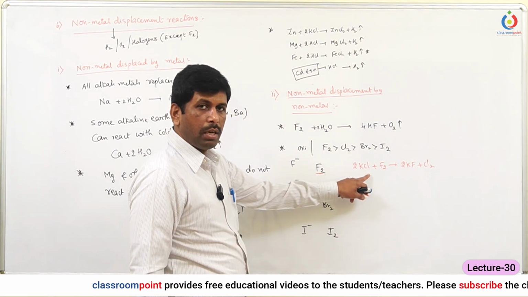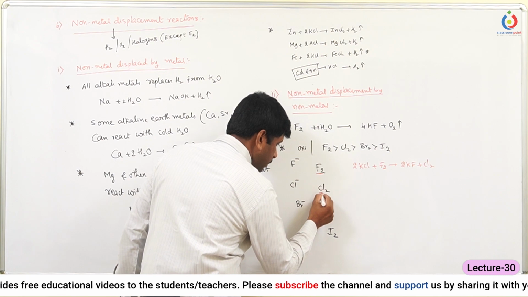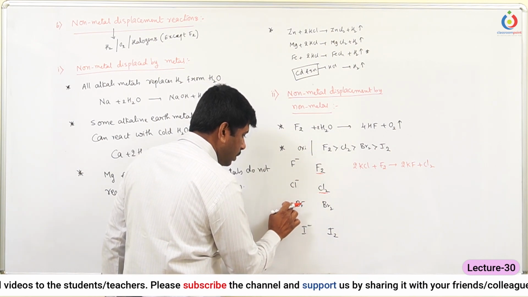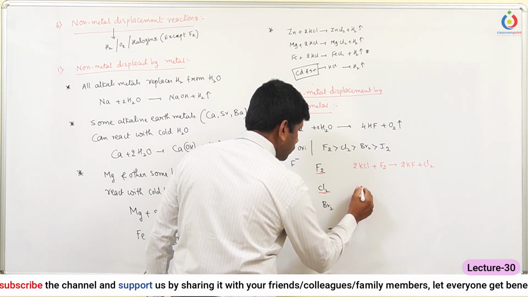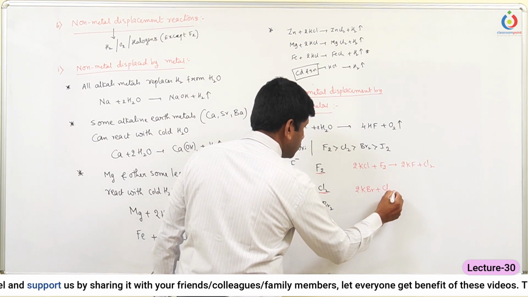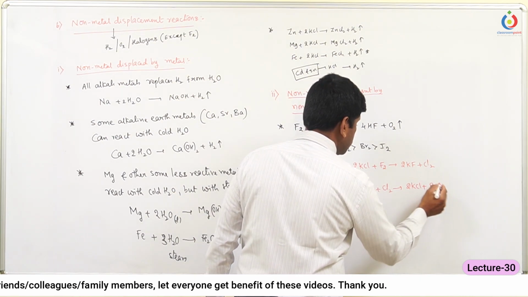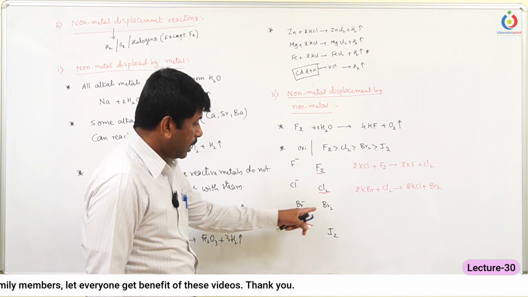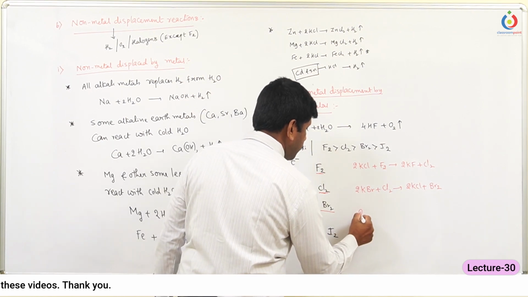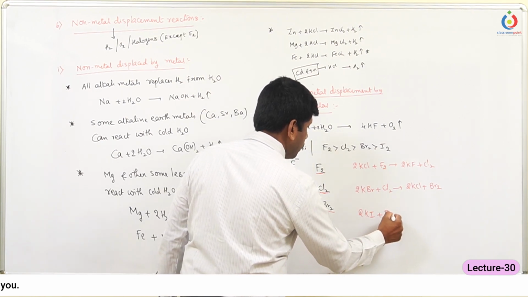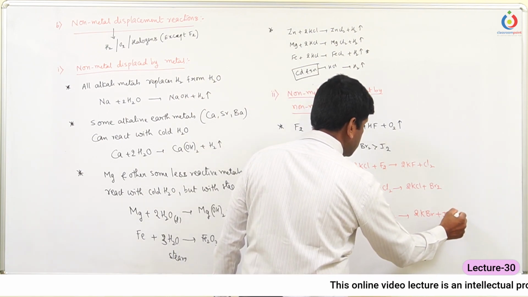In the place of KCl, you can take KBr or KI also. Similarly, chlorine can oxidize only Br minus into Br2 and I minus into I2. So if you take 2KBr plus Cl2, it gives rise to 2KCl plus Br2, and similarly with iodide also. Then what about bromine? Bromine can oxidize only I minus into I2. So if you take 2KI plus Br2, it gives rise to 2KBr plus I2.